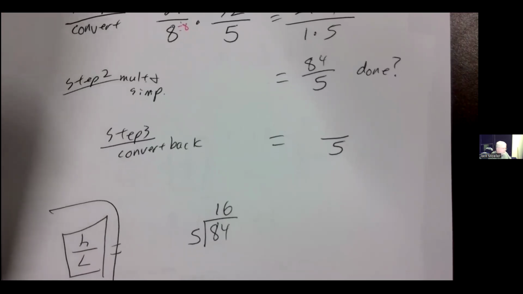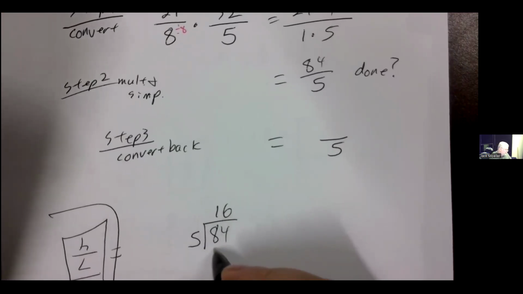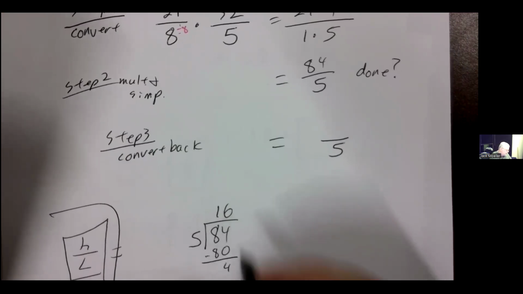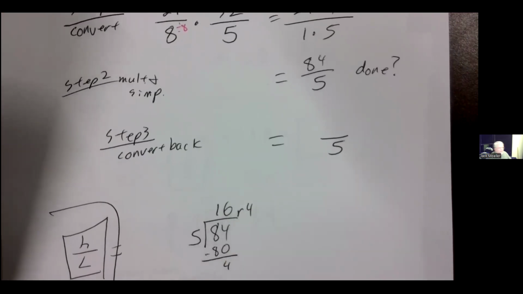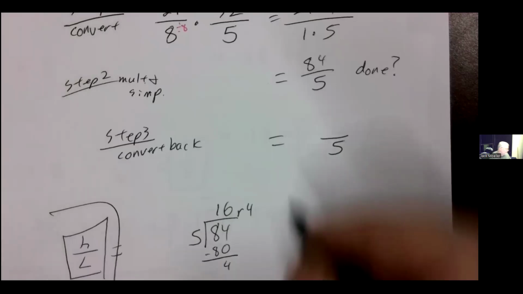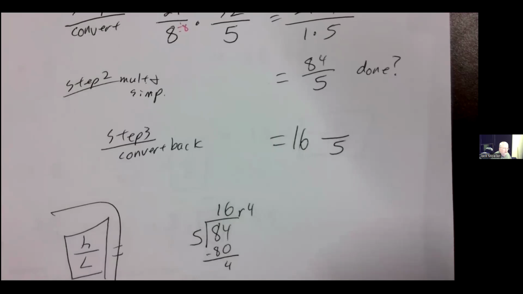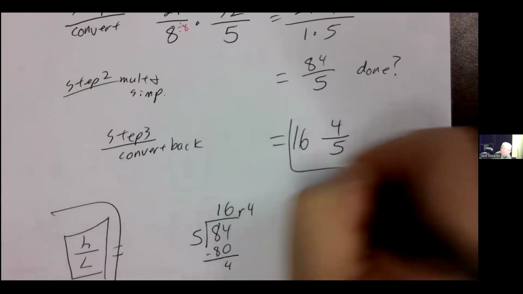What do we do with that? Well, 16 times 5 is 80. So when we subtract that, that leaves a remainder of 4. So for 84/5, that 16 becomes the whole number, and that 4 remainder becomes the numerator.